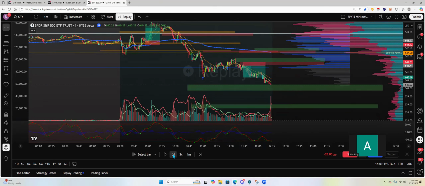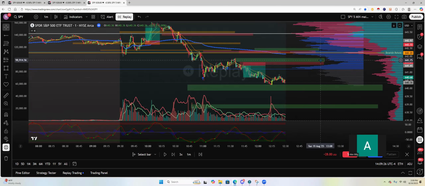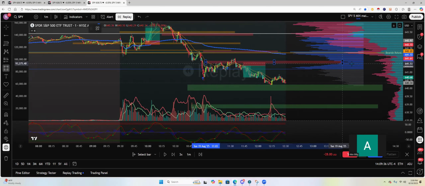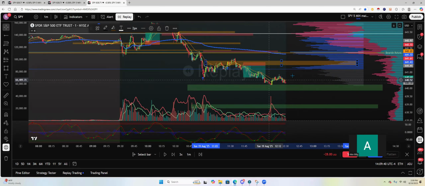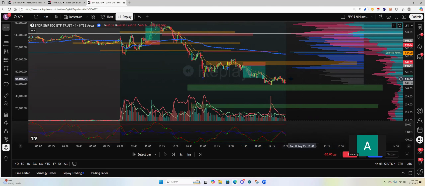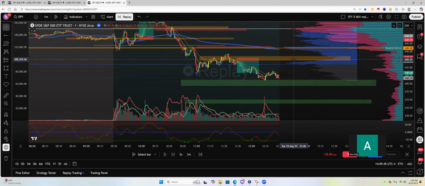And this ended up just going for the rest of the day, or not really the rest of the day, but I want to annotate these as they come. So keep in mind, we're still marking off our low volume nodes. This new low volume node has formed here, meaning that's going to be the next resistance if it does come up at all.